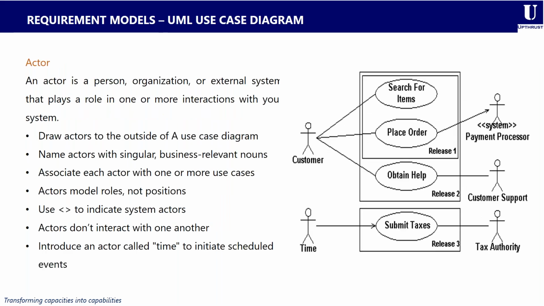The next component is the actor. An actor is a person, an organization, or an external system that plays a role in one or more interactions with your system. One of the rules when drawing actors in use cases is that you need to ensure you draw actors outside of the use case diagram. Your actors are not drawn inside your subsystem.